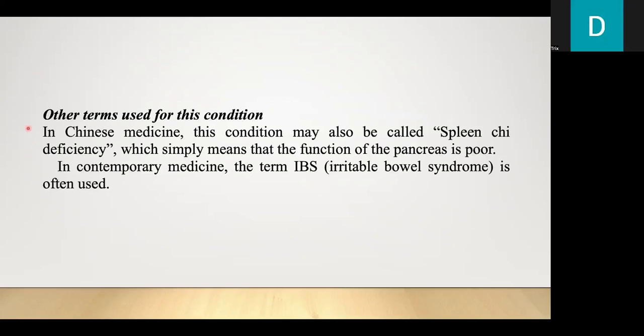Other terms used for this condition in Chinese medicine, this condition may also be called spleen qi deficiency, which simply means that the function of the pancreas is poor. In contemporary medicine, the term IBS or irritable bowel syndrome is often used.